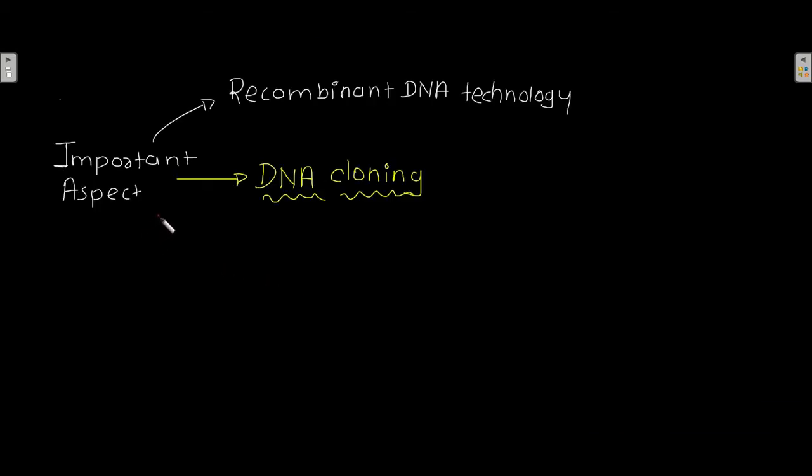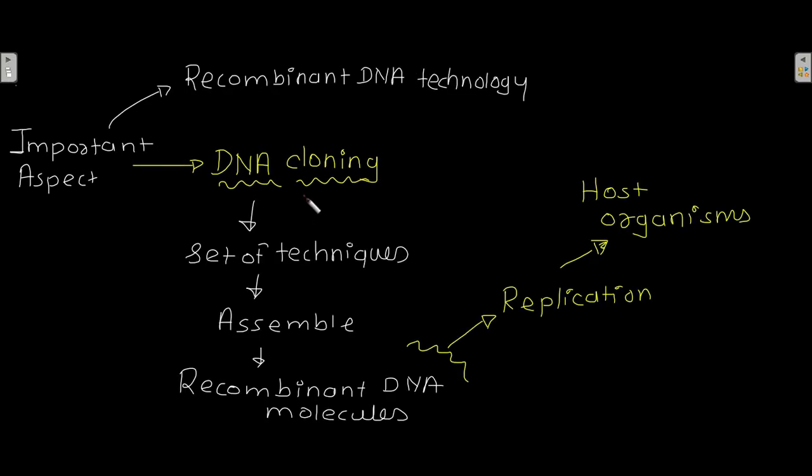One important aspect of recombinant DNA technology is DNA cloning. Now, this DNA cloning is a set of techniques which enables us to assemble recombinant DNA molecules and to direct their replication in the host organism. With the help of this technique, we can assemble a recombinant DNA molecule, and then we can replicate that recombinant DNA molecule in our host organism.